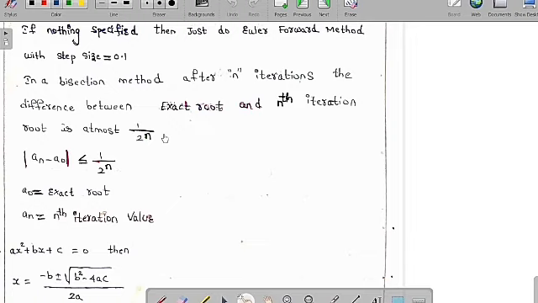So therefore, in the bisection method after n iterations, the difference between the exact root and the nth iteration root is at most, meaning the maximum value, which is always 1 by 2 to the power of n. That is the meaning of this. Not more than this is possible. So we can say this is called the difference, where a_0 is the exact root and a_n is the nth iteration root. So the difference between the nth iteration root and the exact root is always less than or equal to 1 by 2 to the power of n, where n is the number of iterations that you are going to do.